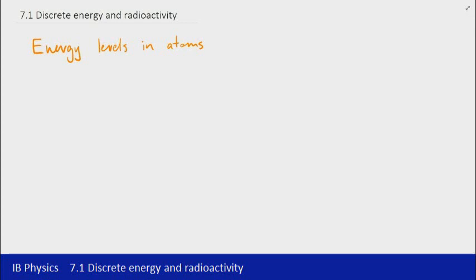For Unit 7 on Atomic, Nuclear and Particle Physics, we're going to start off with Topic 7.1 on Discrete Energy and Radioactivity. To begin with, though, I'll just mention briefly, usually in this sort of unit in a physics course, you go through a bit of a history of the development of understanding of the atom. That's not actually required for the IB, so we're just going to jump right in.